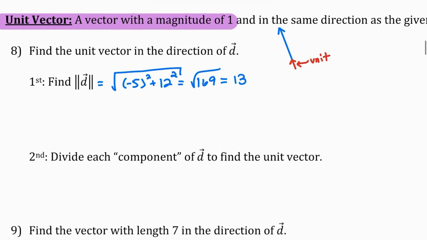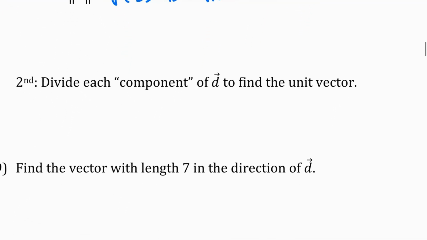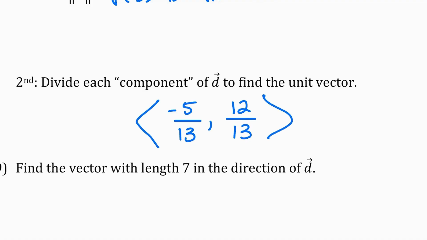But if I'm going to divide that vector by 13, I need to divide every part of its vector by 13. So we're going to divide the x part of our vector by 13, our y part of our vector by 13, and then you pick whatever format you like. Do you like component form, which is this? Do you like the sum of two component form? And that's the unit vector.